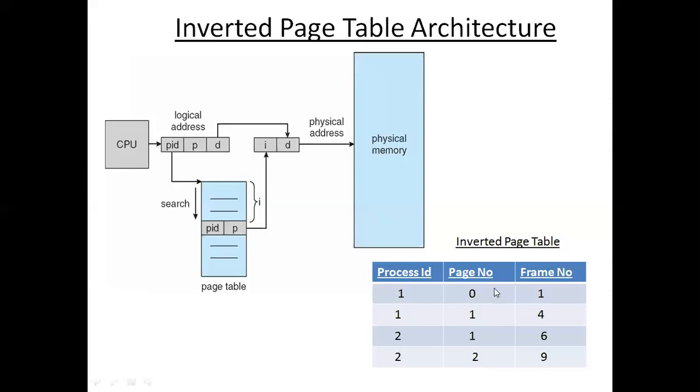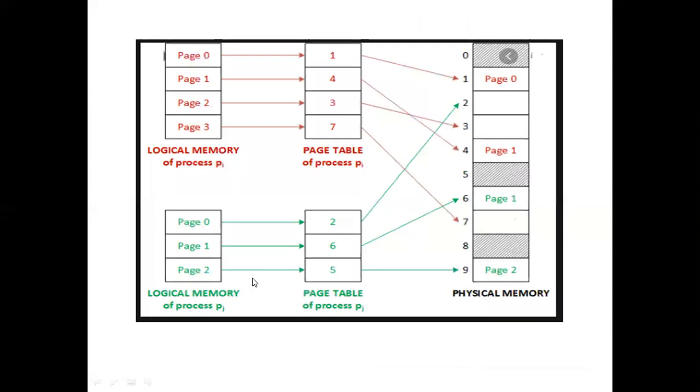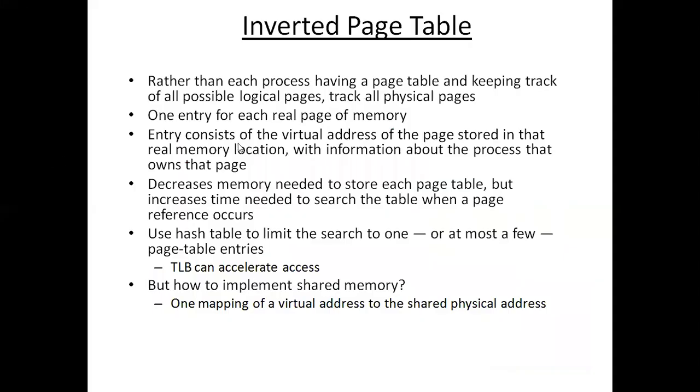Okay, sure. Only the entries that are there in the physical memory, only that information is there in the inverted page table. So that is what each entry is: the virtual address of the page stored in the real memory location, with information of the process that owns that particular page. So which process owns that page? The entire information is there in the inverted page table.